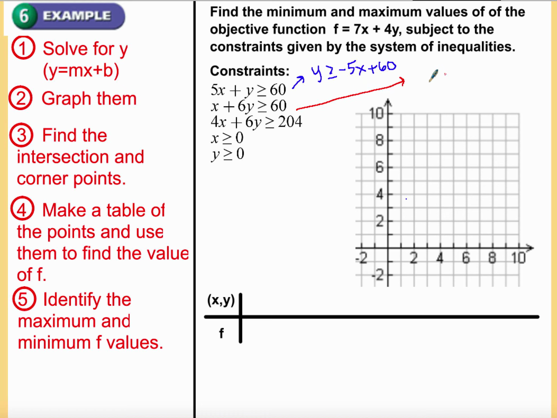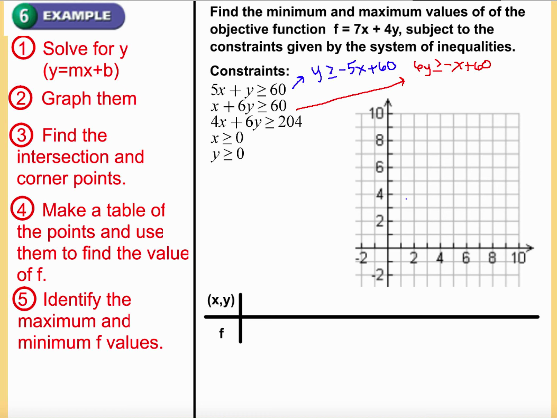Okay, so with this one, I'm going to subtract x to the other side right away. So I've got 6y is greater than or equal to negative x plus 60. Now you might be trying to remember, what are those rules with inequalities again? It's when you multiply or divide by a negative number that your inequality sign is going to flip. I just subtracted x to the other side. That's not going to flip my inequality. It's only when I multiply or divide by a negative.